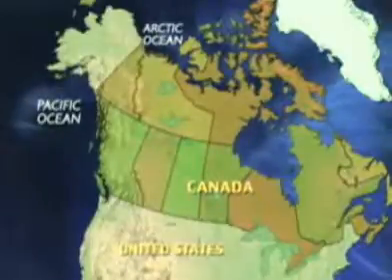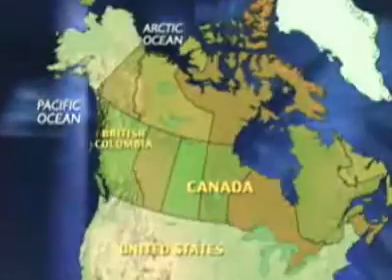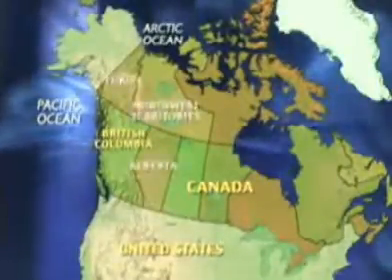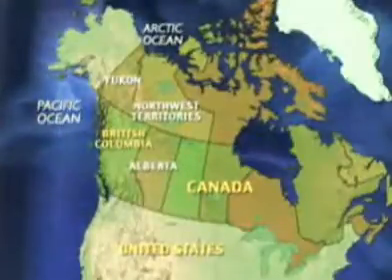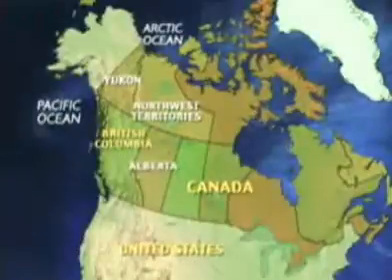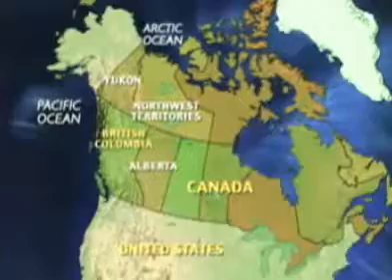At the westernmost edge of Canada, separated from the rest of the country by the Canadian Rockies, sits British Columbia. Bordered by Alberta to the east, the United States to the south, the Pacific Ocean to the west, and the Yukon and Northwest Territories to the north, British Columbia's location allowed it to quickly develop as a center for trade.